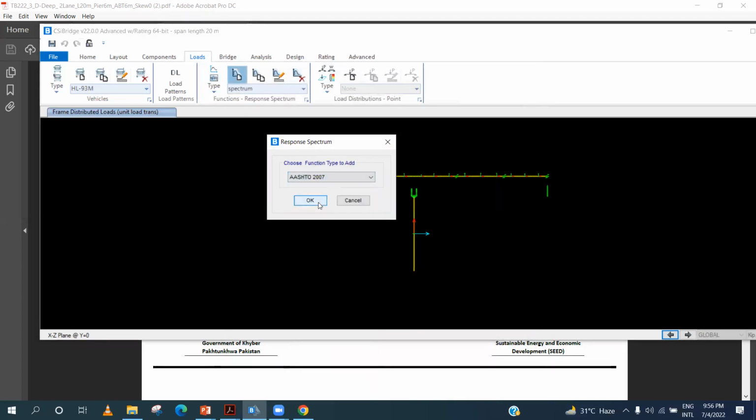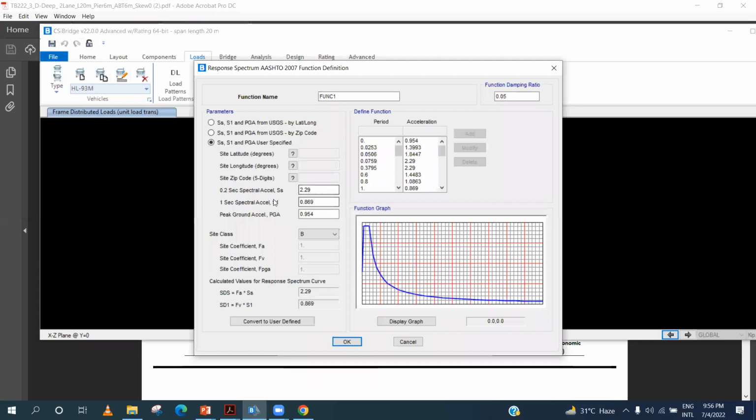For example, if you define AASHTO 2007, it is based on SS, S1, and FA, and these conform to the 1000-year return period. These SS, S1 and PGA you can take from the code, or you can also calculate them. In the latest version of AASHTO, the soil types are changed from 1, 2, 3, 4 to A, B, C, D, E, F. So in the latest version of the code you will find these types of soil profile.